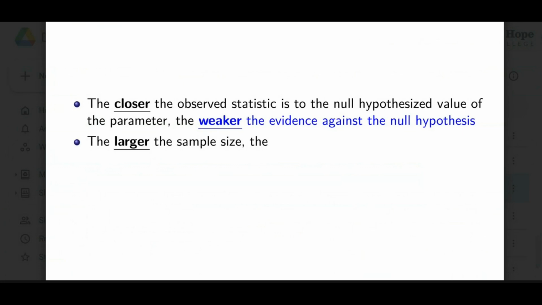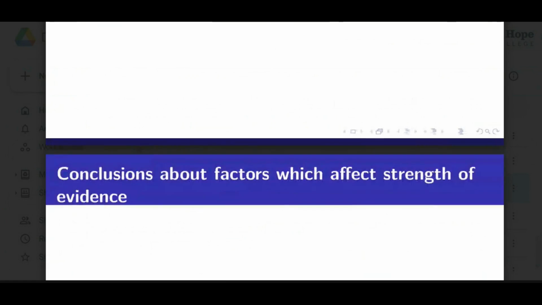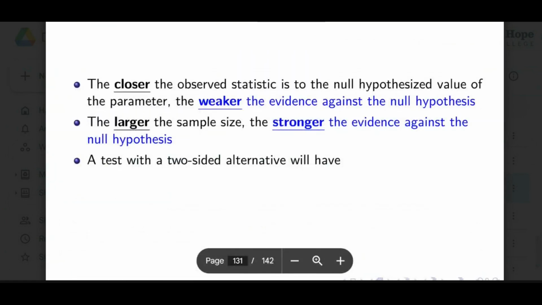Can you finish the sentence? The larger the sample size, if your sample size is big, what happens to your strength of evidence? Stronger, not weaker. Because if you have a larger sample size, it is harder to do well with it, and so the evidence gets stronger.